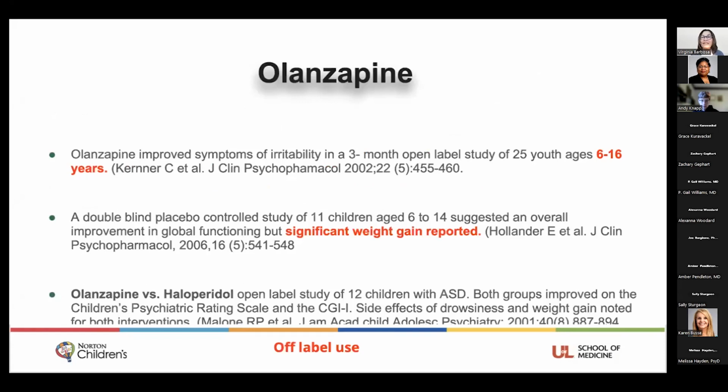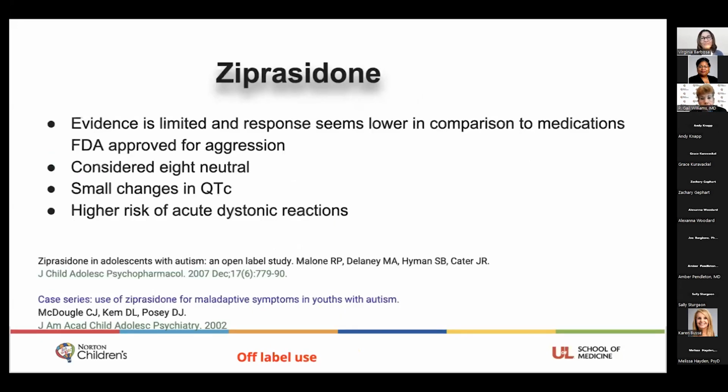Olanzapine is another medication that has evidence in terms of controlling irritability, with multiple trials showing improvement, but they are small samples. You can see a 3-month open-label study with 25 patients, a double-blind placebo-controlled study with 11 kids. So there is evidence, but significant weight gain has been reported. And there's a head-to-head study, olanzapine and haloperidol, that also showed equivalence in both groups.